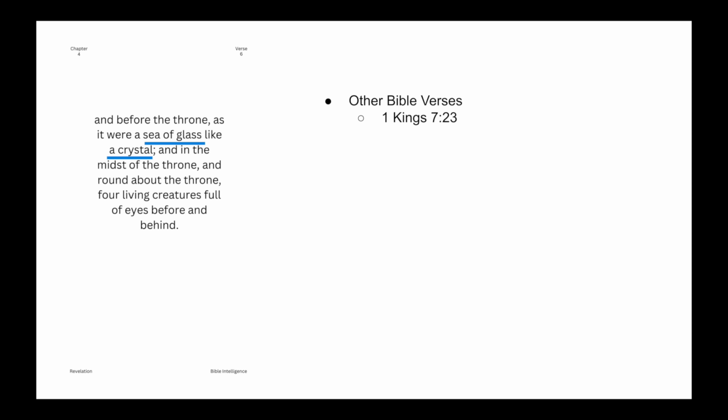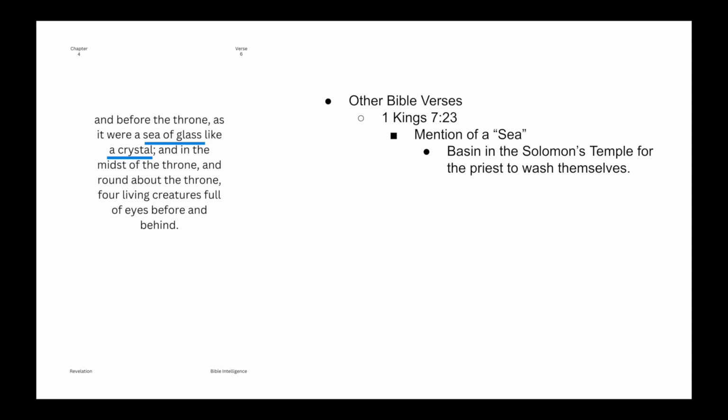Interestingly, in 1 Kings 7:23, there is this mention of a sea in the same context of what Revelations is talking about here. It's not a sea as in a vast ocean that you sail your ships on. Rather, the mention of a sea is this basin that we find in temples, which might be before the Lord. The priests would go and wash themselves in this basin, and it was normally so big that it was referred to as a sea. Now we do see in the rest of this verse, it says, "And in the midst of the throne and round about the throne, 4 living creatures full of eyes before and behind."